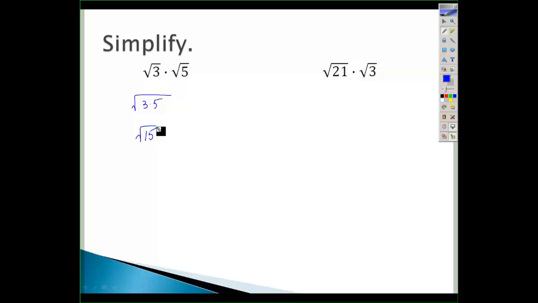And just to make sure that we can't simplify it any, I always want you to simplify your answer. I know 5 times 3, those are both prime. There's no pairs. So I know that the square root of 15 is as low as it gets. That's my solution.